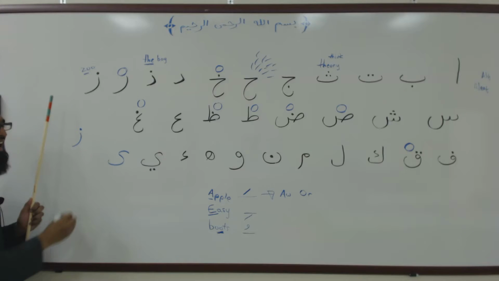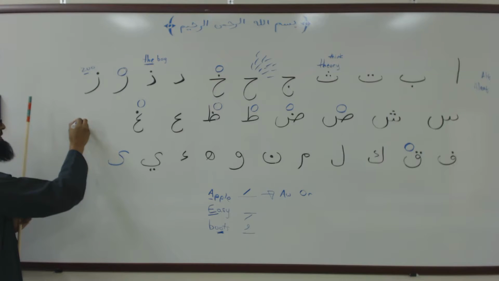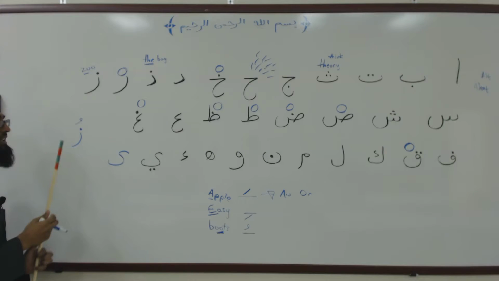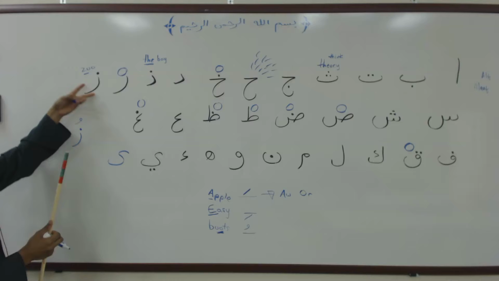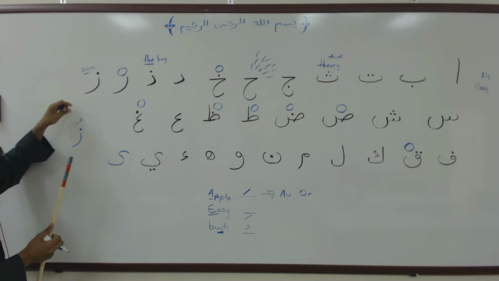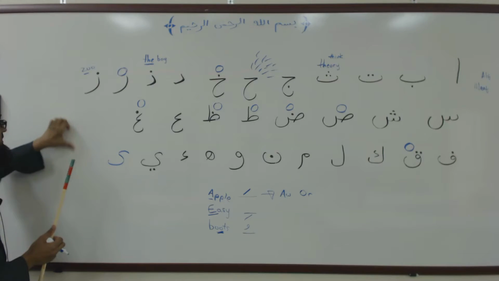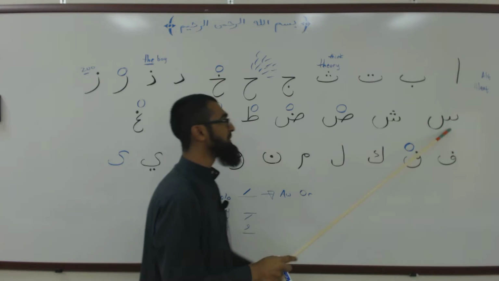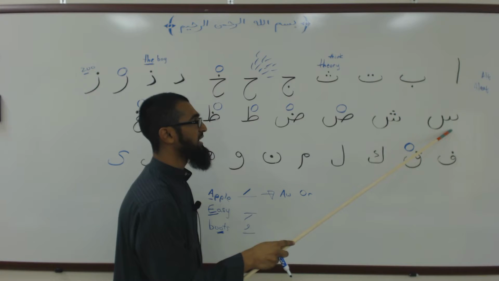Zai, and it may have a fatha on it. So what are you going to say? Za. Or it may have a kasra, you will say Zi. Or it may have a dhamma, and you would say Zu. So the I part of Zai is not that relevant. What you care about the most is the Z sound. Zai.